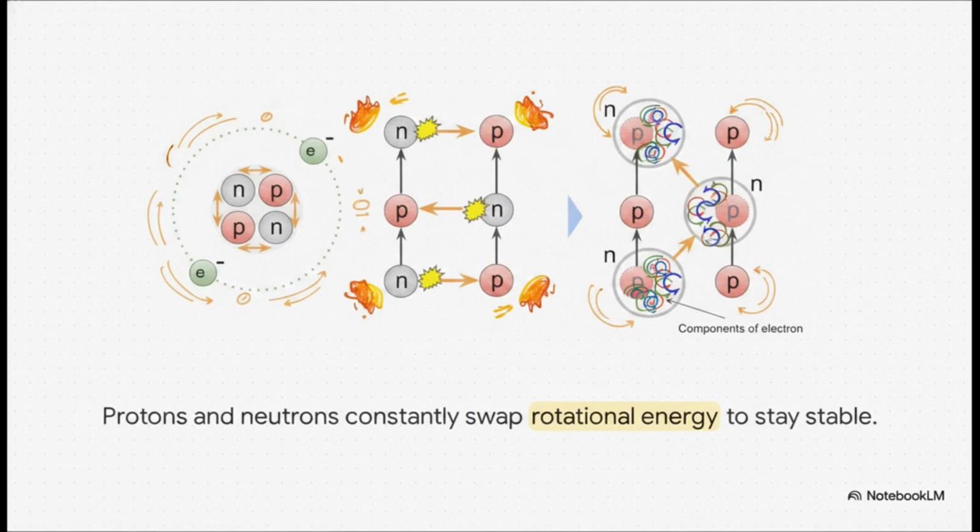It's also worth noting that inside an atomic nucleus, protons and neutrons are constantly exchanging this rotational energy in a never-ending cycle. It's like an incredibly fast game of hot potato, and this rapid, continuous swapping is what actually maintains nuclear stability. In essence, a nucleus is just a cluster of protons sharing electron-like rotational components to remain bound together.